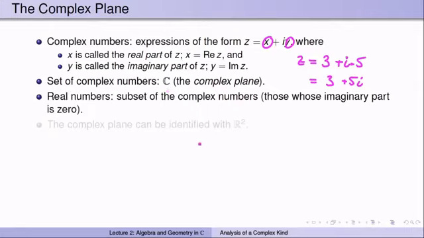The real numbers are considered a subset of the complex numbers, those for which that second parameter, that y, is simply equal to 0. So a number of the form z equals x plus 0i is considered a real number. And so the real numbers are kind of subsets of the complex numbers. So over here, the numbers 3, 6, 7, they're all included in the complex numbers.